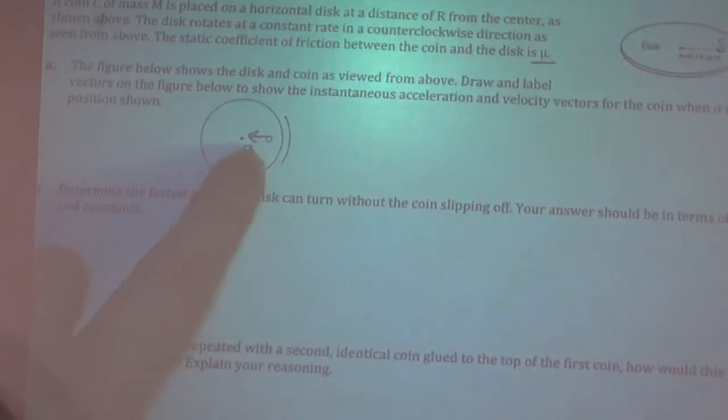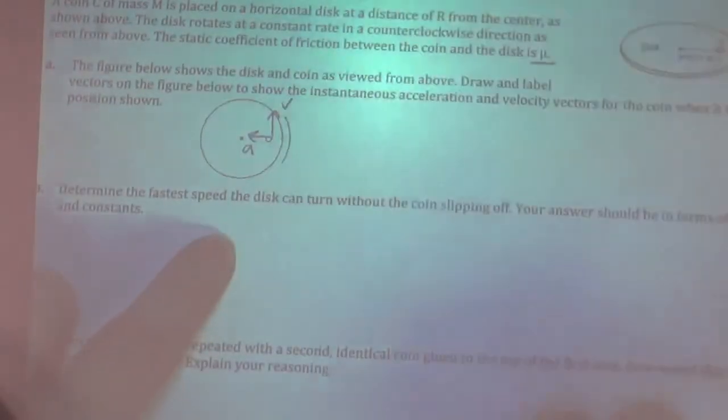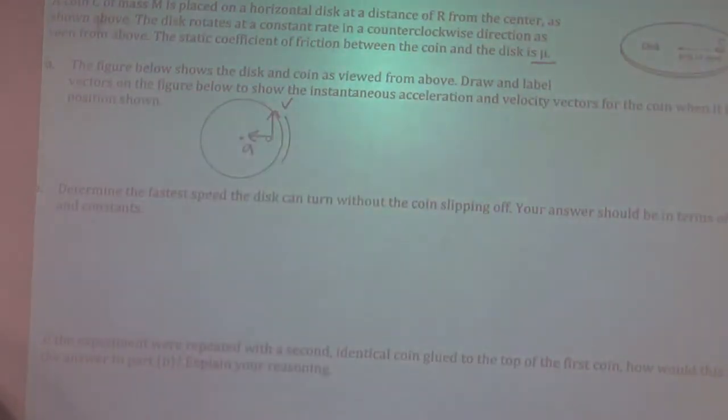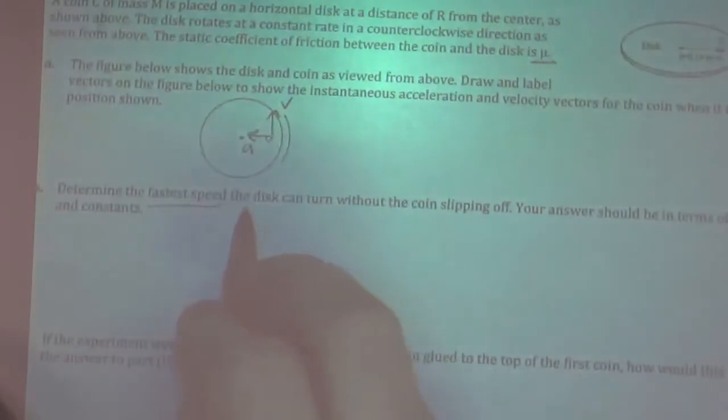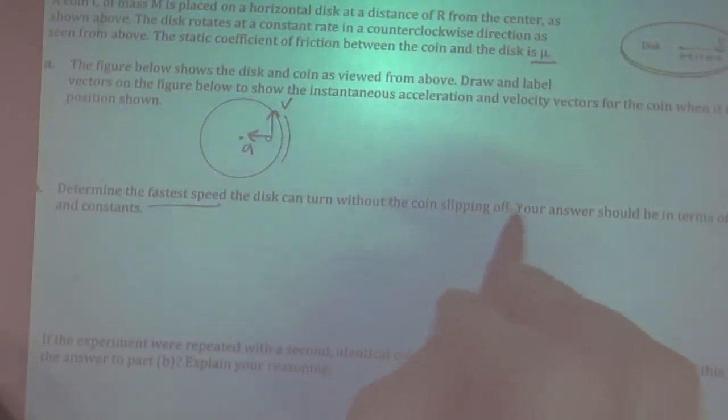Well, for something moving in a circle, the centripetal acceleration always points to the center. And at this point, going clockwise, the velocity would point straight up like this. They're always perpendicular to one another. B is asking for the fastest speed that the disc can turn without the coin slipping off.